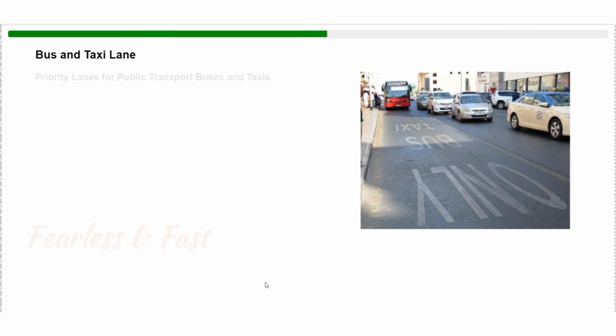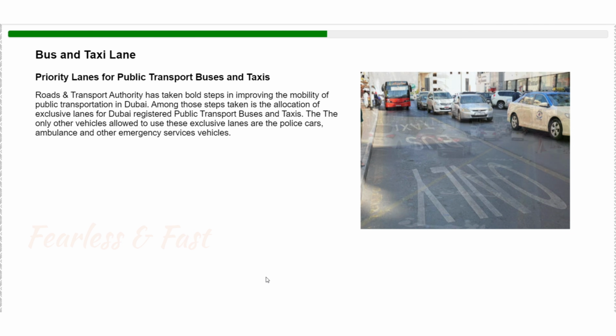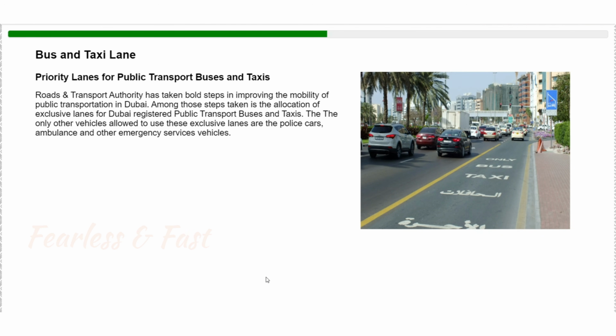Bus and taxi lane. Priority lanes for public transport buses and taxis. The Roads and Transport Authority has taken bold steps in improving the mobility of public transportation in Dubai. Among those steps taken is the allocation of exclusive lanes for Dubai-registered public transport buses and taxis.